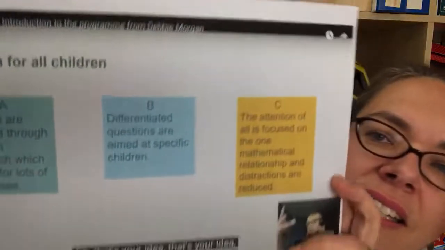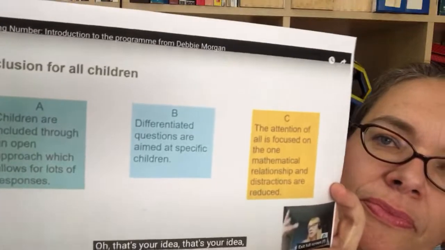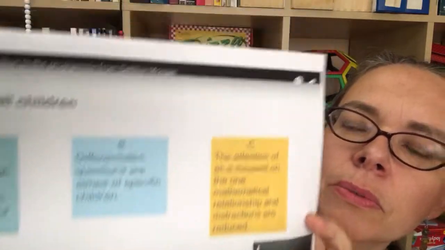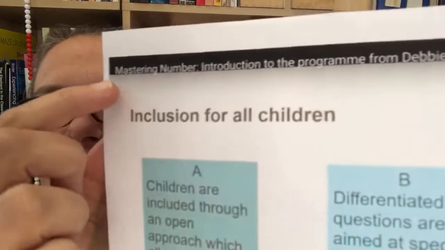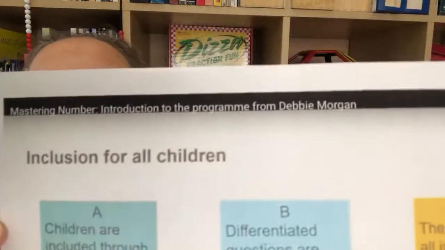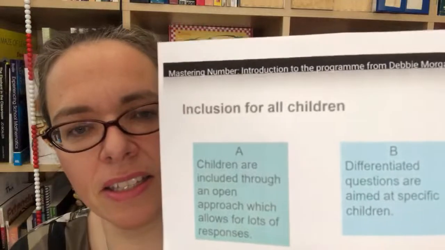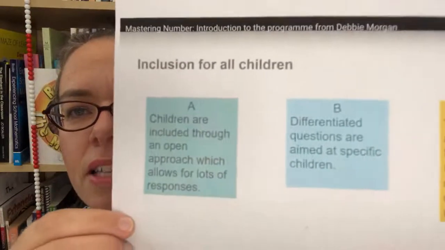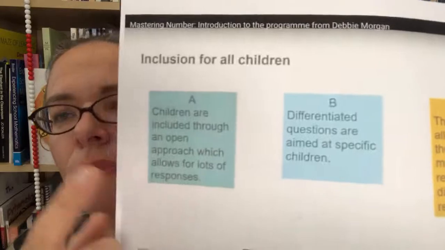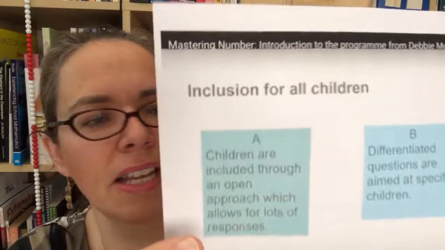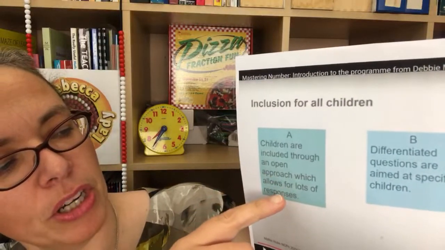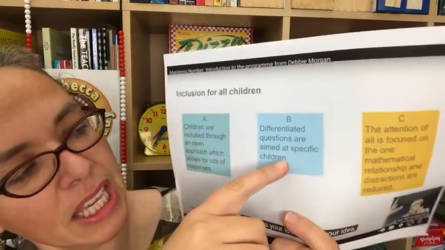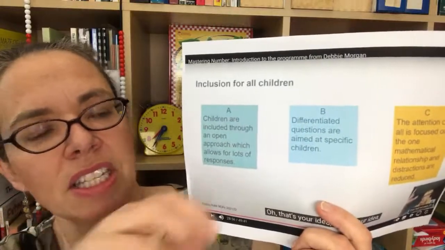This is a slide from this session, at 28 minutes 56 of the session. I'll just put that there in case you want to read the name of the session. It's on the NCETM channel. In it, the various options for teaching practice are presented. This one, A, is children are included through an open approach which allows for lots of responses. B is where you've got your children in groups and you're teaching them different stuff.